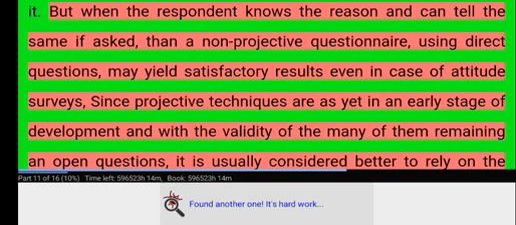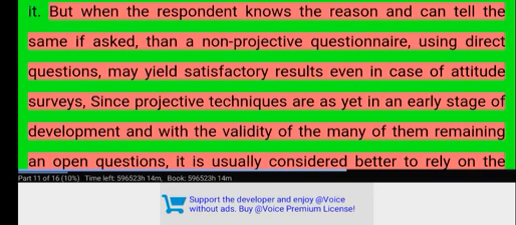Since projective techniques are as yet in an early stage of development and with the validity of many of them remaining open questions, it is usually considered better to rely on the straightforward statistical methods with only supplementary use of projective techniques.